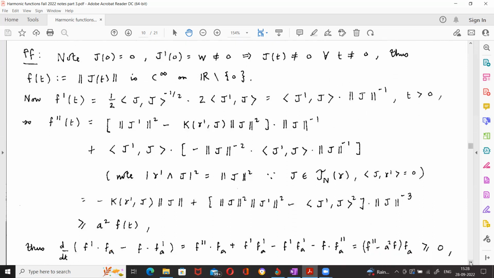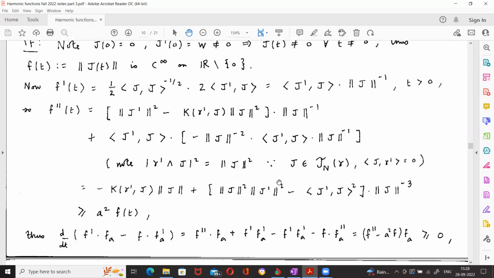Okay. And this, by the Cauchy-Schwarz inequality, is non-negative, right? And this term here, k is less than or equal to minus a squared. So minus k will be greater than or equal to a squared, right? So this is therefore greater than or equal to a squared times norm j, which is again f. So finally what I get is that f double dashed is greater than or equal to a squared f.